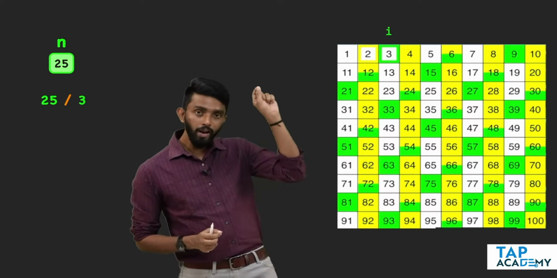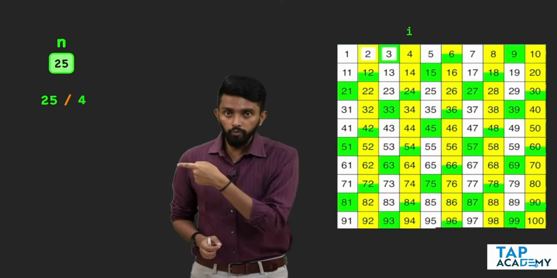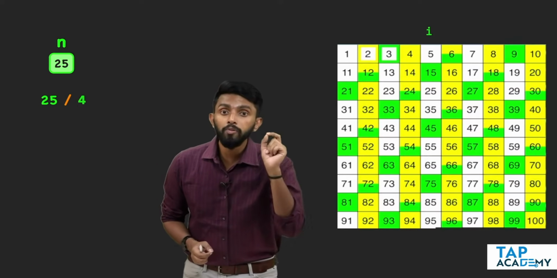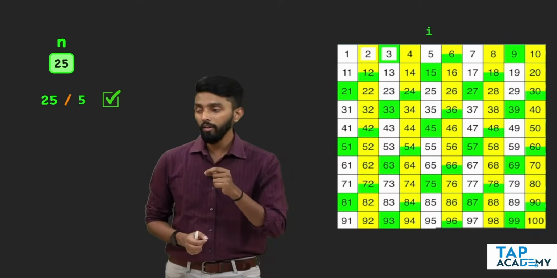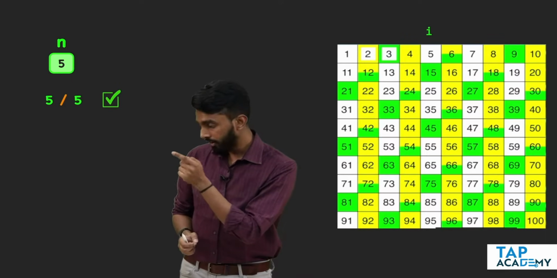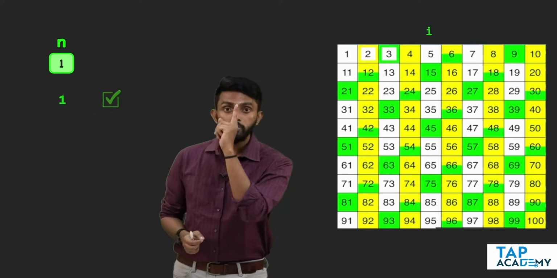Beautiful. Now i value increments. It goes to 4. Can 4 divide 25? No. No means i value gets incremented, it goes to 5. Now 5 can divide 25. 5 can divide 25 once, it becomes 5. 5 can divide 5 once more, n becomes 1.